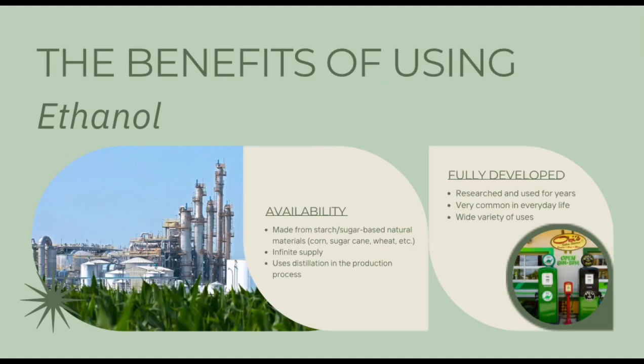So what are some benefits to using ethanol? Ethanol, like mentioned before, is a highly available biofuel because it is made from starch and sugar-based natural materials, which essentially means we could have an infinite supply if we had enough funding and food waste. The production process also uses pretty basic chemical processes, such as distillation, so it's overall an easy thing to do compared to other biofuels.